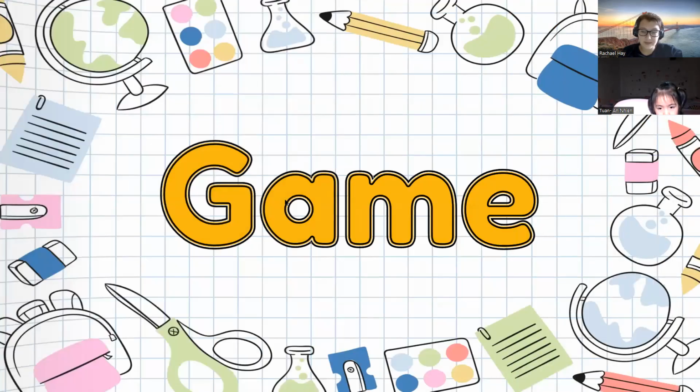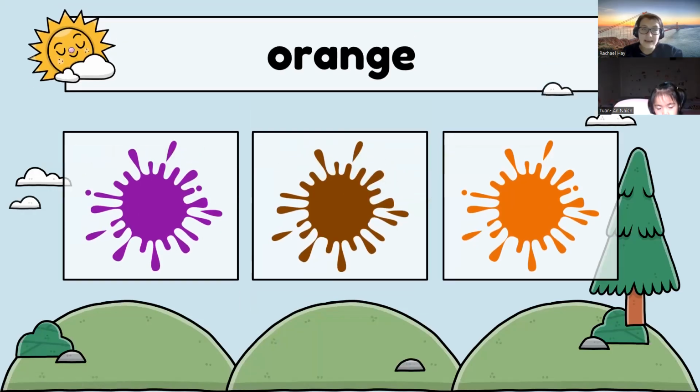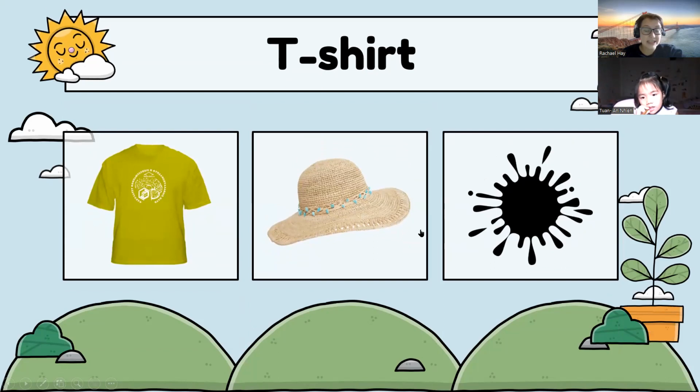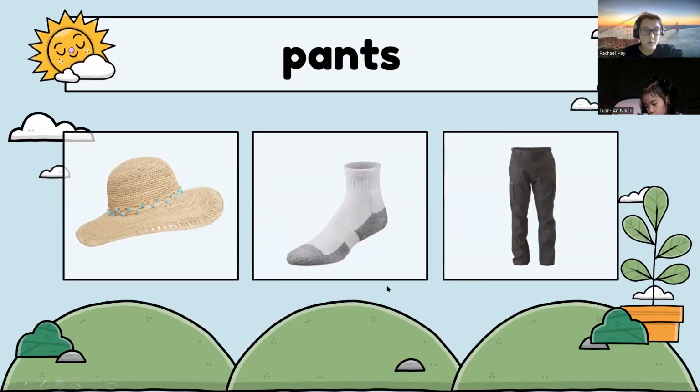Okay. Game. Okay, which block is orange? Number one, two, or three? Which one is orange? Orange, three. Yes. Okay, which one is a t-shirt? T-shirt is one? Yes, t-shirt is one.